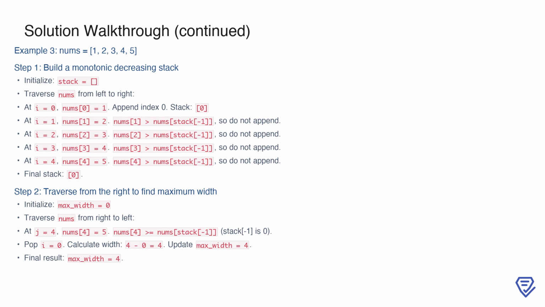Next, we traverse nums from right to left to calculate the maximum width ramp. At index 4, the value is 5, which is greater than or equal to nums at the top of the stack, corresponding to index 0. We pop index 0, calculate the width as 4 minus 0 is equal to 4, and update max_width to 4. Since the stack is now empty, we finish. The final result for this example is a maximum width ramp of 4.